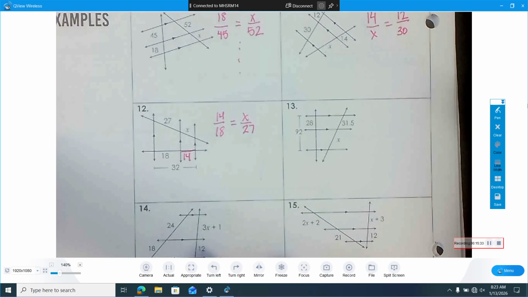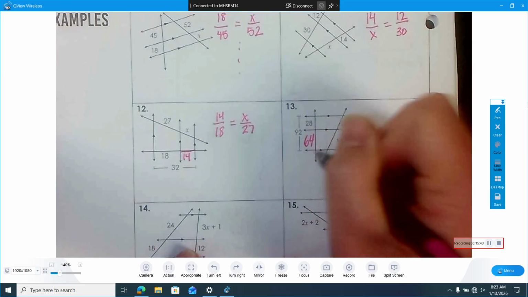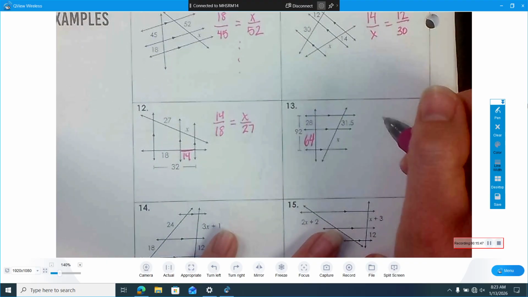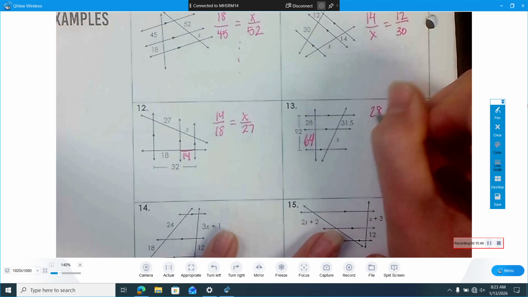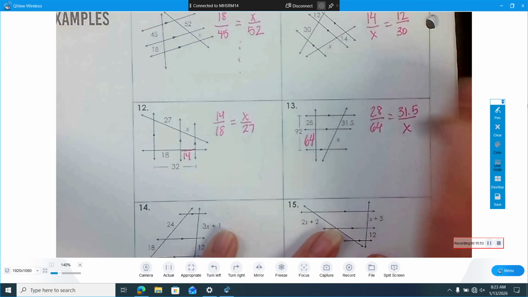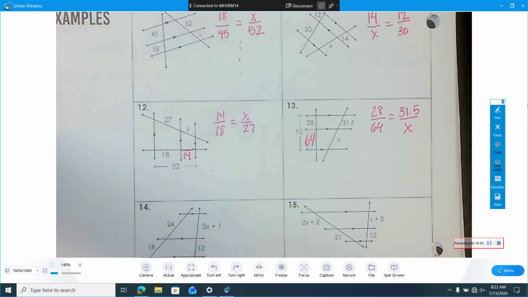What should we do for 13? 92 minus 28. Beautiful. Turns out to be 64 for that little section. And then we can set up what? 28 over 64 and 31.5 over x. Beautiful. Cool. Have we got the hang of this?